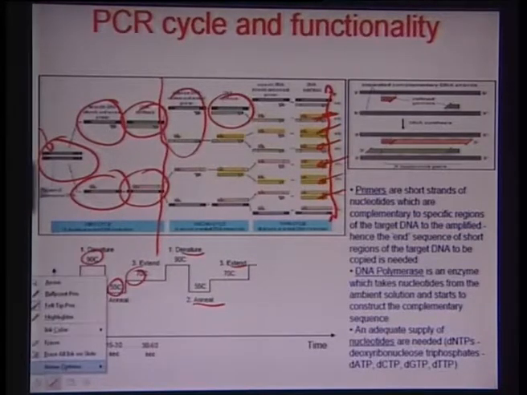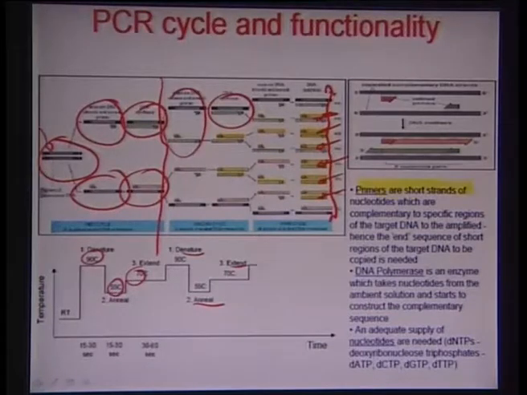Okay. So some take homes here are that primers are short strands of nucleotides which are complementary to specific regions of a target DNA which is to be amplified. Hence the sequence of short regions of the target DNA to be copied is needed. So how it is important in diagnostics is again a very critical question. Okay. If I am able to sequence a definitive area in a certain region of the gene of a cell of interest, and if that particular region is able to address a particular entity or a cell of interest. Okay.